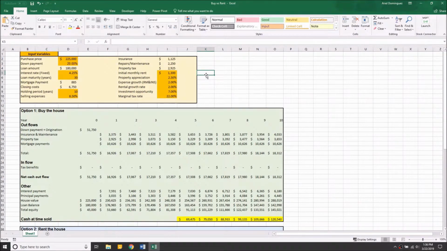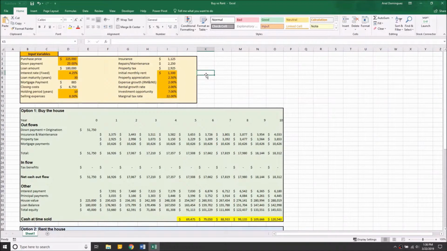So this is a decision that most people don't run a model like this or take into consideration. A lot of people are either fixed on, I'm going to buy or I'm going to rent, and they don't look at the different variables and the amount of money that you can save if you just take the time to run the numbers and see which scenario is best for you, whether buying or renting.